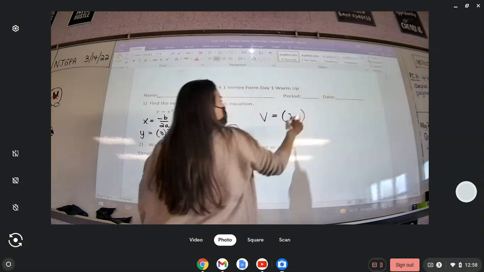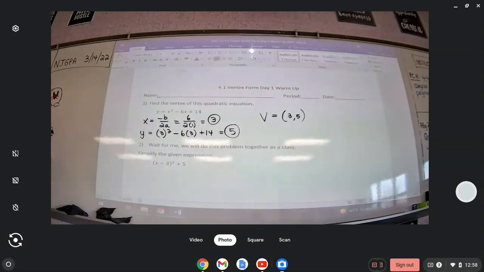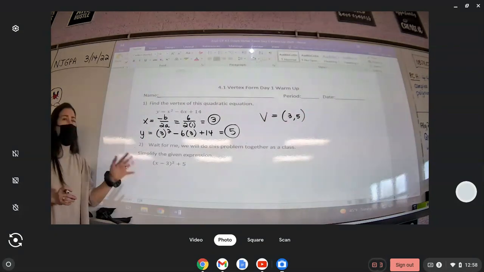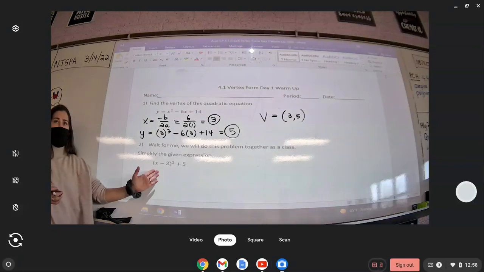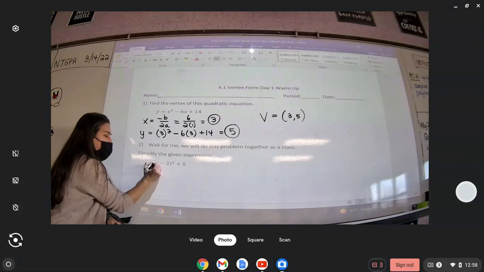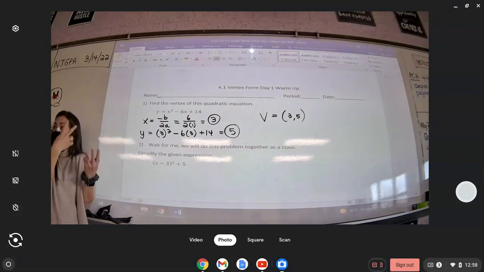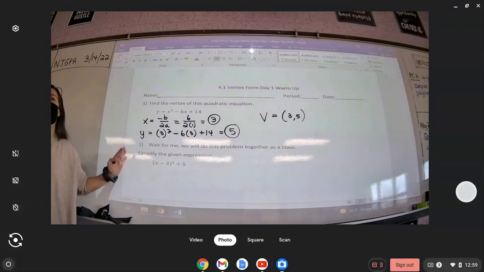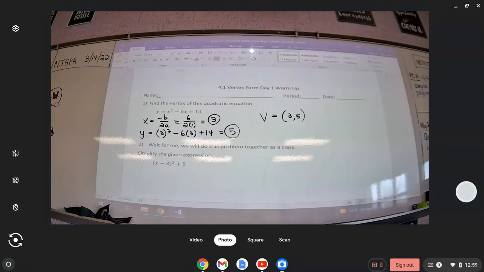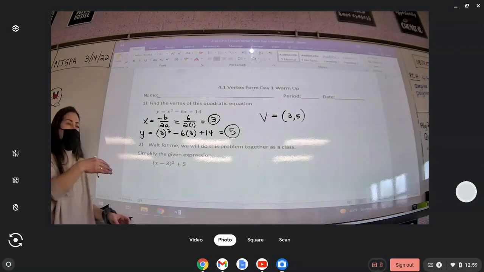Okay. Well, now let me show you something else. In number 2, I told you to wait for me because I didn't know if you guys remember this or not. I gave you a mathematical expression. It is a parenthesis squared, degree 2, quadratic, and then you have to add 5. I asked you to simplify it. So if you simplify that expression, that means you have to get rid of its parentheses and combine like terms. Well, if you simplify this, watch what happens.